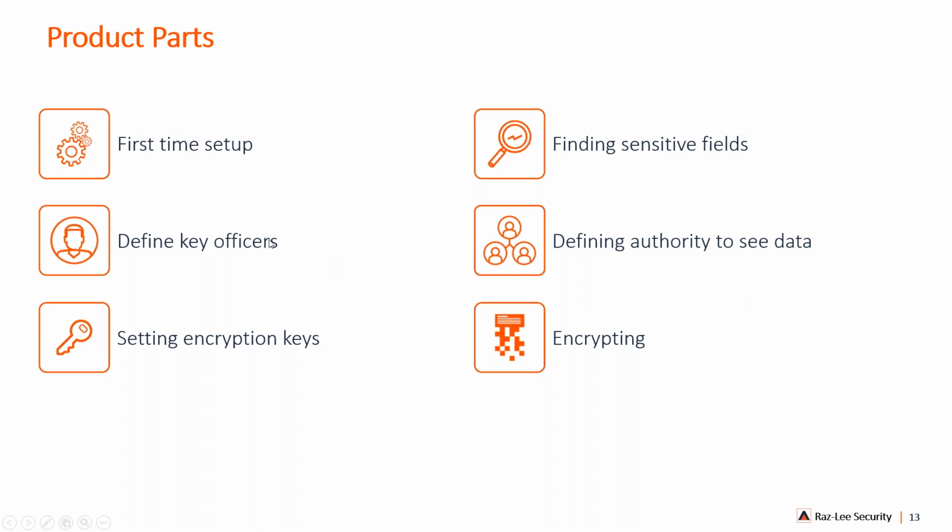Then we define key officers. The key officers are those people who are allowed to handle keys and create a new version for a key. A new version for a key is like a password, so from time to time we have to refresh the password, and we also have to refresh the keys. After we have defined the key officers, we set the encryption keys.